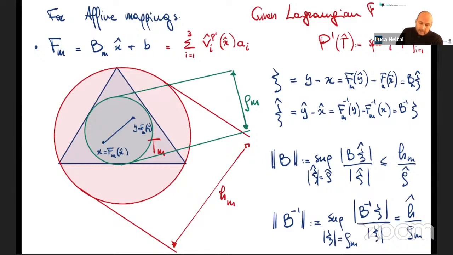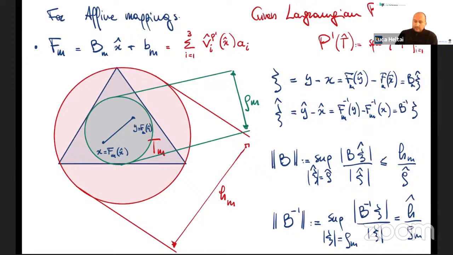Then you can write the affine transformation FM equal to a constant matrix BM times X hat plus B. And this is constant because it's an affine transformation. And this is a vector which is constant for every M. Sorry, this should be FM, of course. And once you have this affine mapping, which can be expressed explicitly by writing the P1 basis functions multiplied by the actual location of the vertices, Ai, you obtain the mapping for TM.